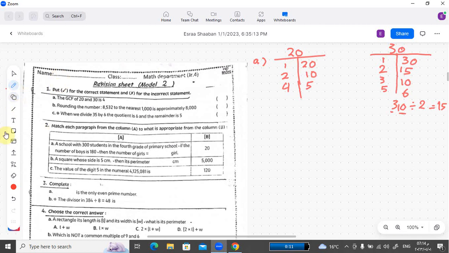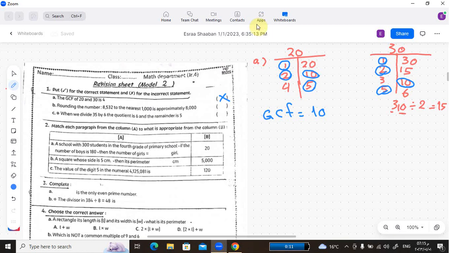So here, the common factors between 20 and 30 are: 1 is common, 2 is common, 5 is common, 10 is common. So we have a lot of commons, but the greatest common we have is 10. Greatest common factor is 10. So this is wrong because he said 4.